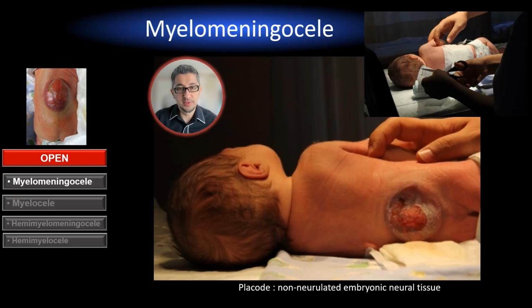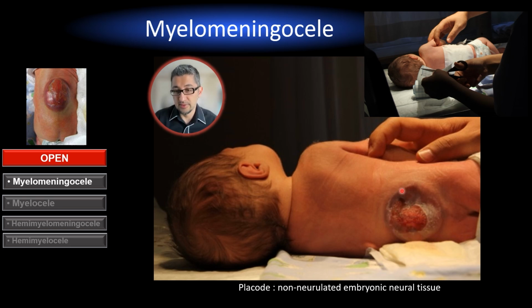I'm starting with myelomeningocele, which is the most common anomaly in the open group, comprising 99%. Here you see a 1-day-old baby presenting with an open spinal dysraphism. The neural placode is exposed to air. Placode means non-neurulated embryonic neural tissue. Neurulation is the embryonic development of the spinal cord. So this is just dysplastic neural tissue.